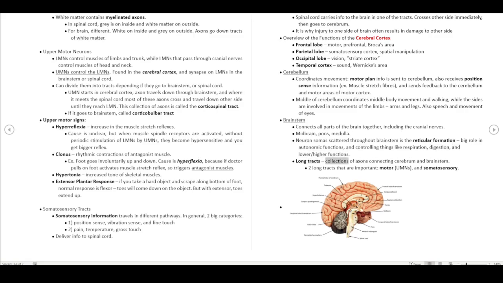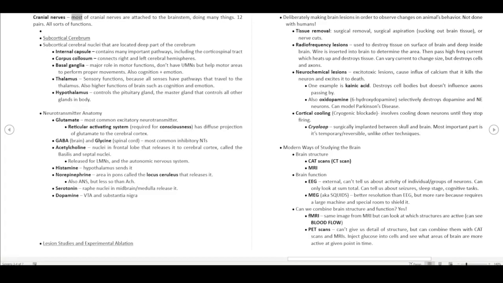Long tracts, collections of axons connecting the cerebrum and brainstem. Two long tracts are important: motor, UMNs, and somatosensory. Cranial nerves: most of the cranial nerves are attached to the brainstem, doing many things. 12 pairs. All sorts of functions.